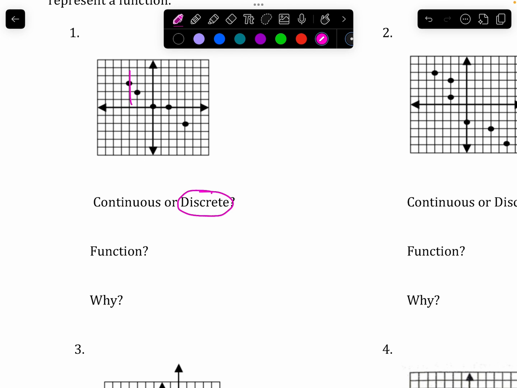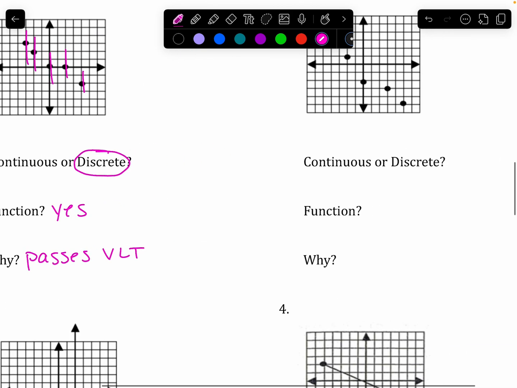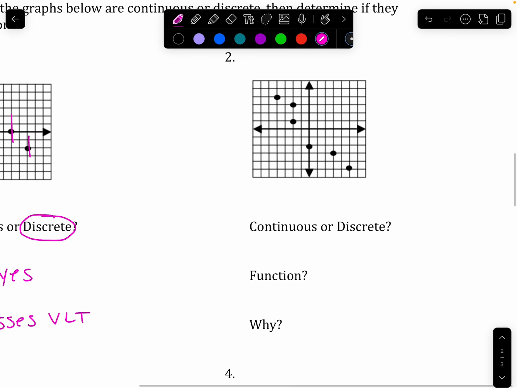Is this a function? Well, does this pass the vertical line test? Yes. Anywhere that I draw a vertical line, my vertical line is only going to interact with those coordinates one time. So we would say yes. And then for the reason, we say that this passes the vertical line test. If I move over to example number 2, again, this is all broken data. That means that it is discrete.